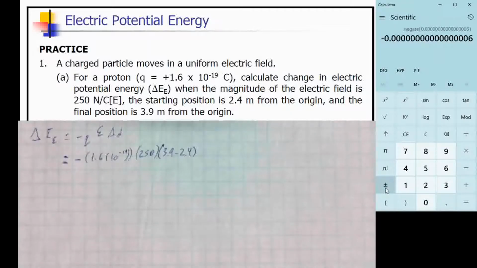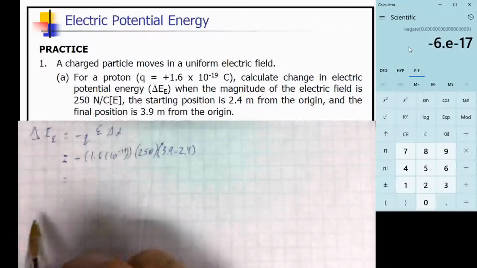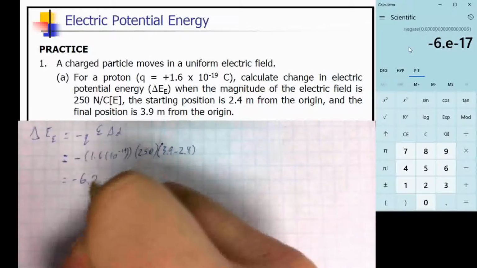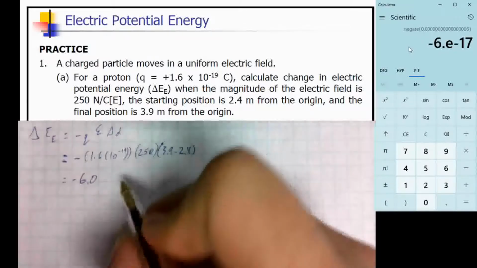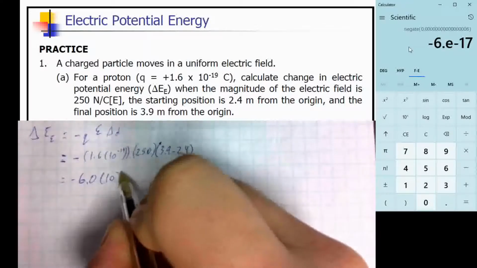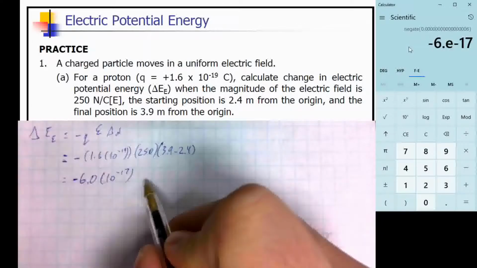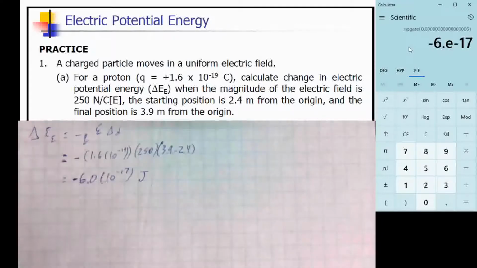I'll negate it, and then I will hit this button to see what my answer is in scientific notation. So it's negative 6.0 times 10 to the negative 17, and that's joules because we're looking at energy here.